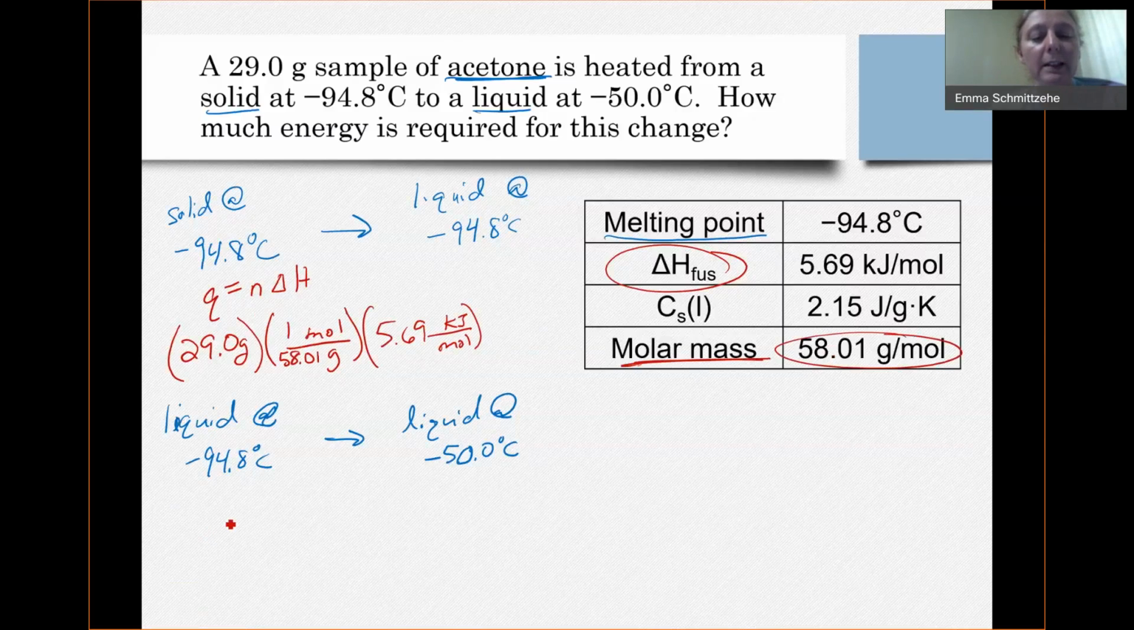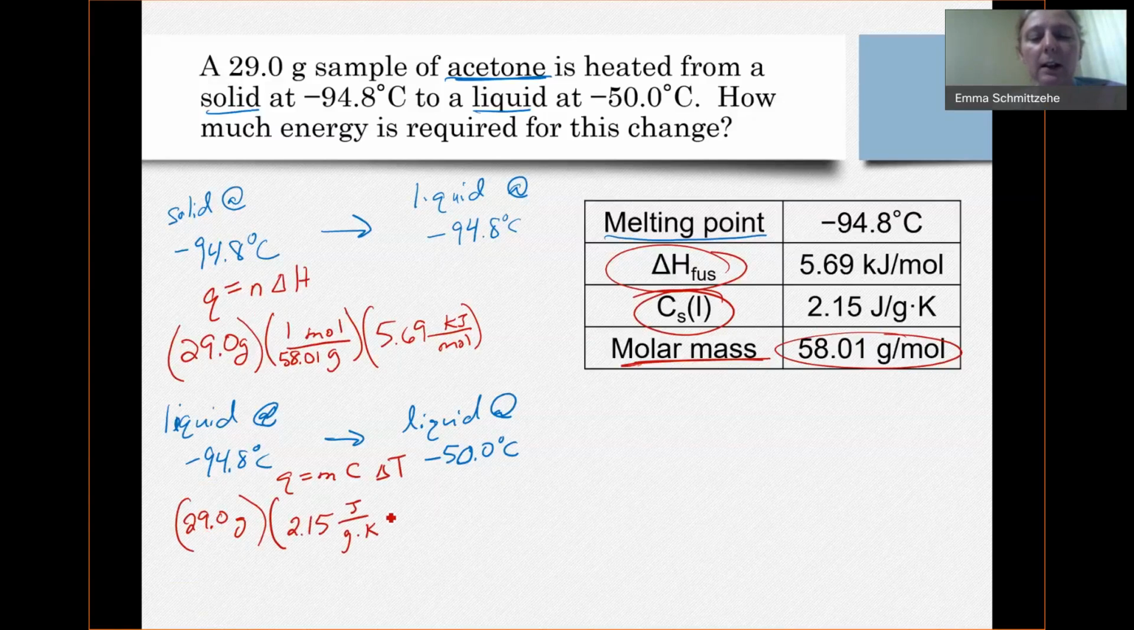And then the next one is a temperature change. So we need the heat capacity. And since it's the liquid phase, we need the heat capacity of the liquid, which is what's given there. And so for that one, we're going to take the mass, so 29 grams. Okay, we're plugging this into our Q equals m c delta T equation, right, for a temperature change. So the 29 grams times the heat capacity, which is 2.15 joules per gram.